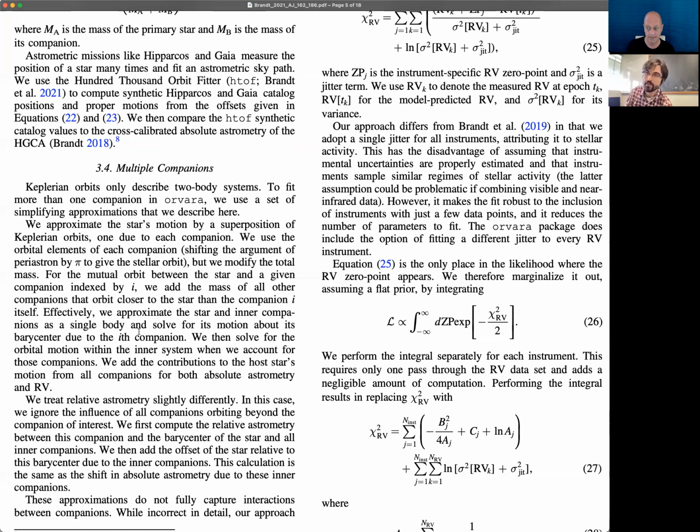We verified that this does give something very close to the right answer. It's not perfect, but it's much, much better than an N-body approach. So it's a sequence of nested two-body solves.